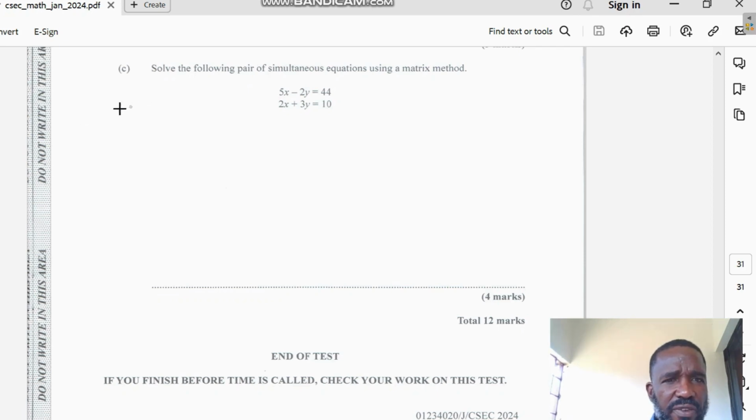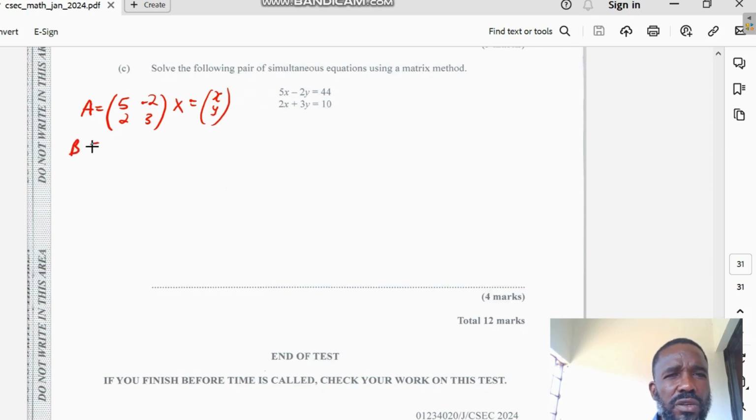What is important for us is to be able to identify the matrices here. So therefore we know that matrix A is equal to 5, -2, 2, and 3. X is equal to the variables, which are X and Y, and B is equal to the solution, which is 44 and 10. So we know those two matrices. Now that matrix equation is actually written in the form AX is equal to B.